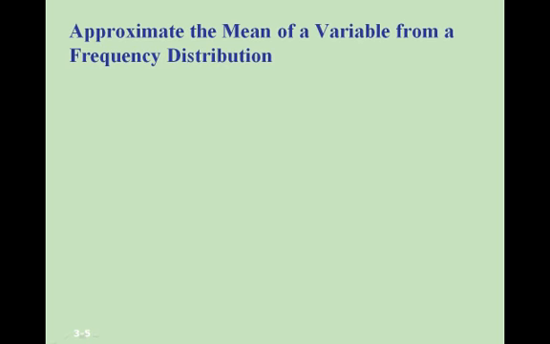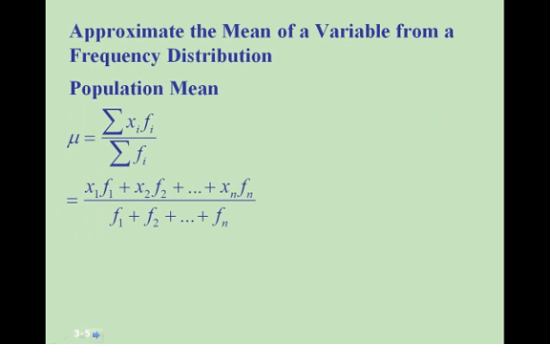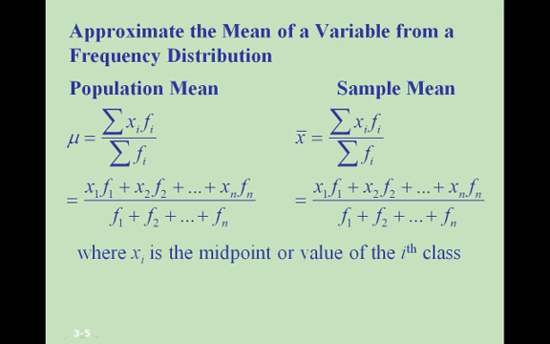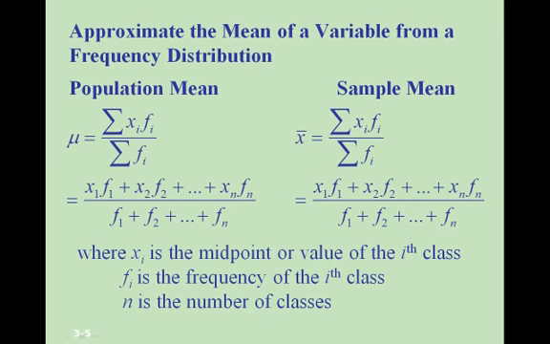So let's look at how to approximate the mean of a variable from a frequency distribution. For the population mean, we take the sum of our data values times the frequency divided by the sum of the frequencies. And we have a similar formula for the sample mean, where x sub i is the midpoint, or the value of the ith class. f sub i is the frequency of the ith class, and n is the number of classes.